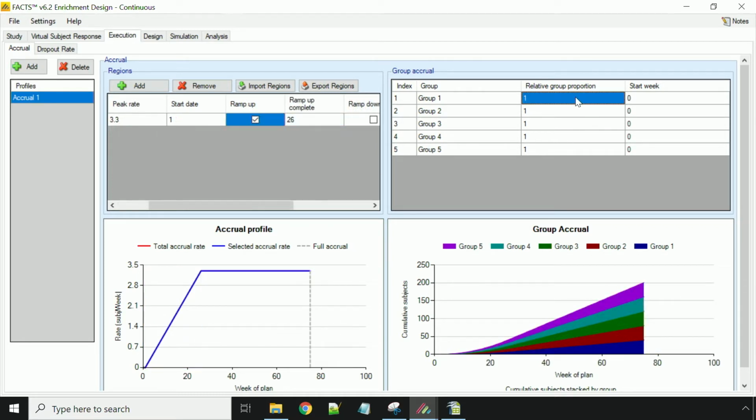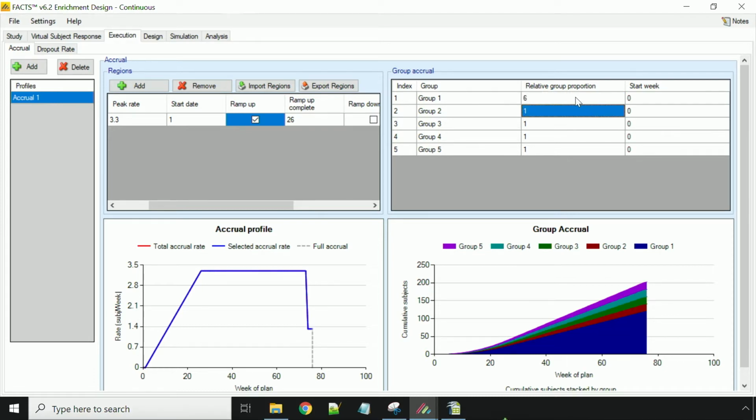And we also need to put in the relative proportions of the different groups. So if you remember, it was 60% on the first group and then 10% on each of the 4 smaller groups. So 6 to 1 to 1 to 1 to 1. And down there you can see a stacked graph showing the expected accrual into the different groups.